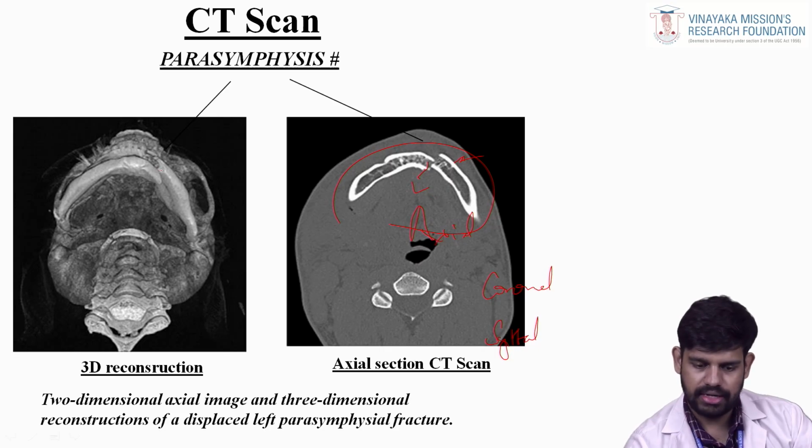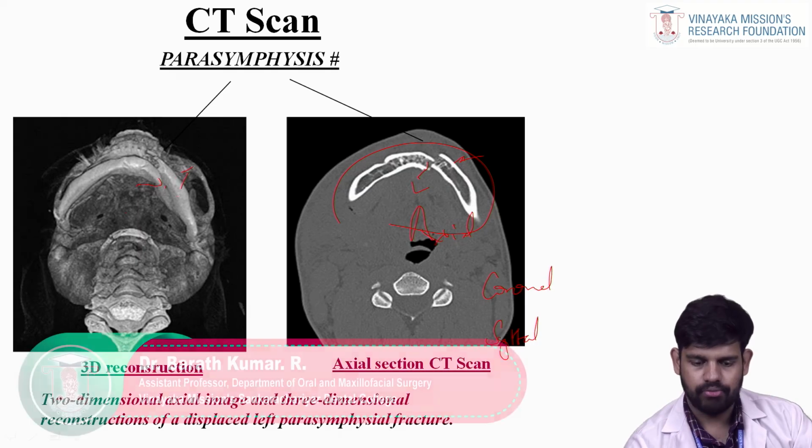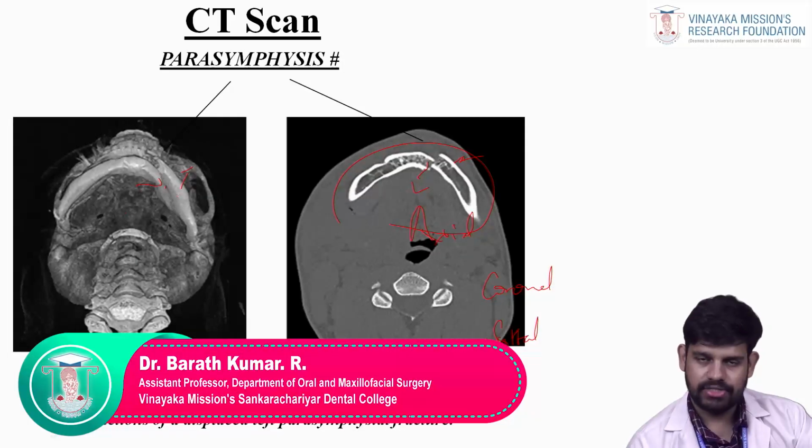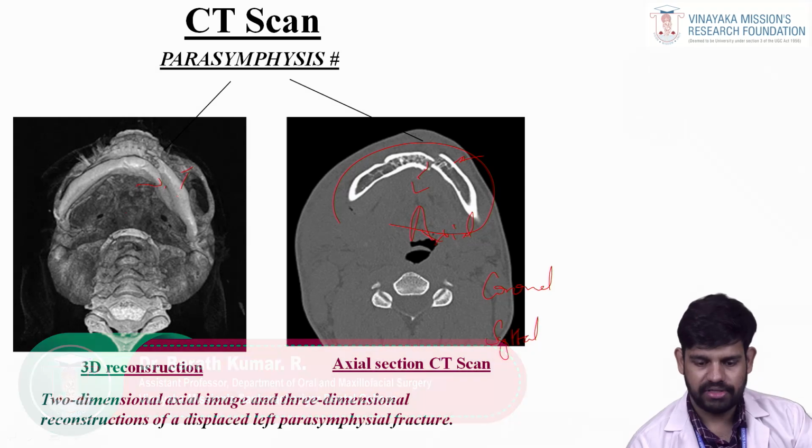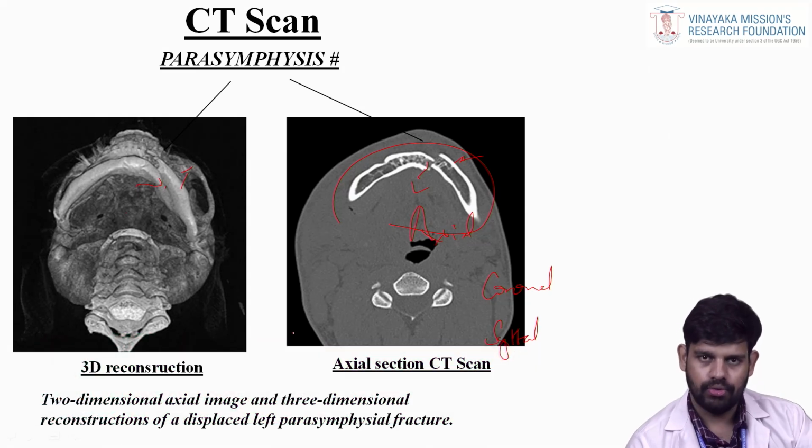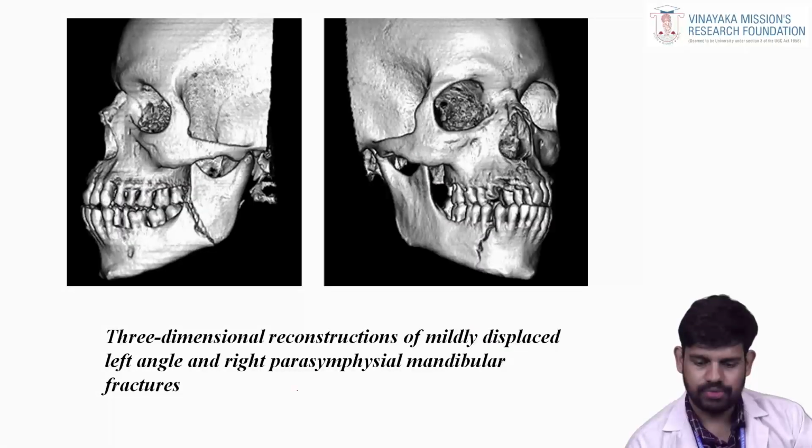As you can see, it's a 3D reconstructed image. The fractured fragment is pulled inwards and this portion outward. This helps in the management or planning for the plate fixation also: how much reduction we have to do and what are the structures involved. All those things can be seen in the CT scan. So in this 3-dimensional image, this is a right body fracture, and here you can see a left angle fracture.